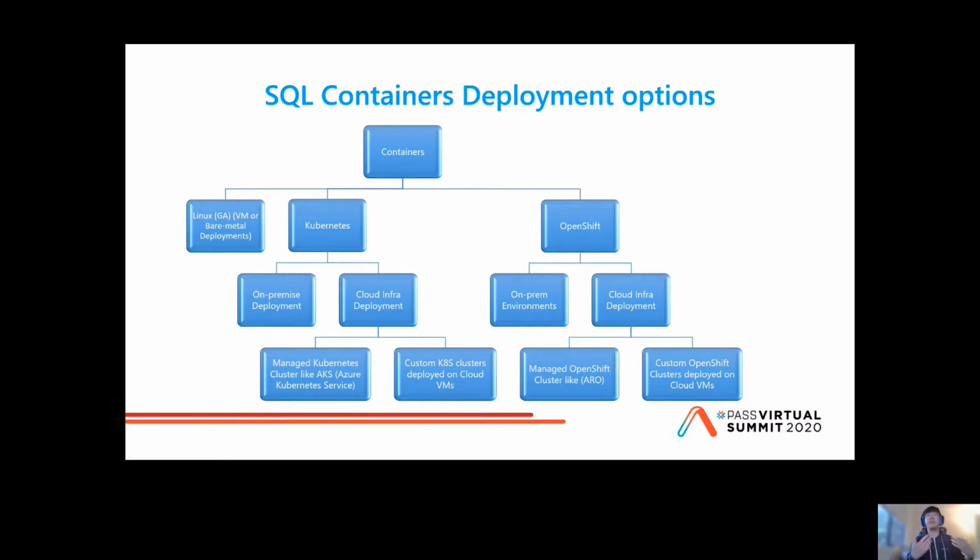One really big area in which our customers do deploy containers is through a Kubernetes-like environment, which is with a container orchestrator. So you see that whether you choose to deploy on Kubernetes or on OpenShift, there are many different options. Even amongst Kubernetes and OpenShift, there are on-prem and cloud infra offerings that are available.